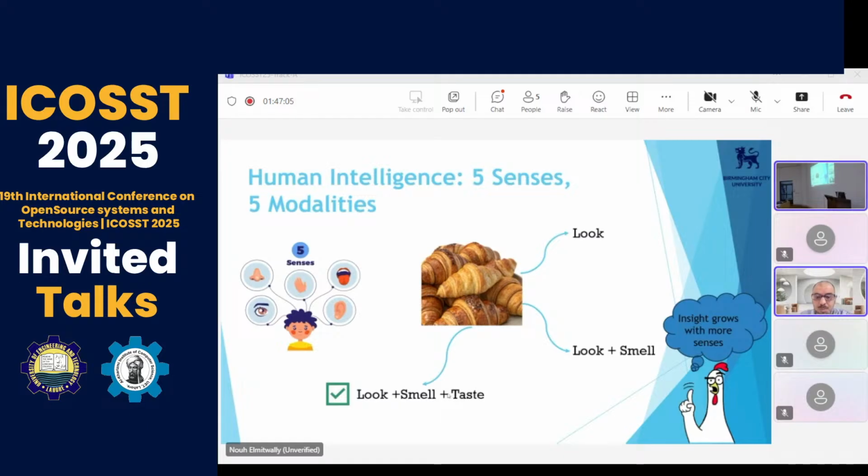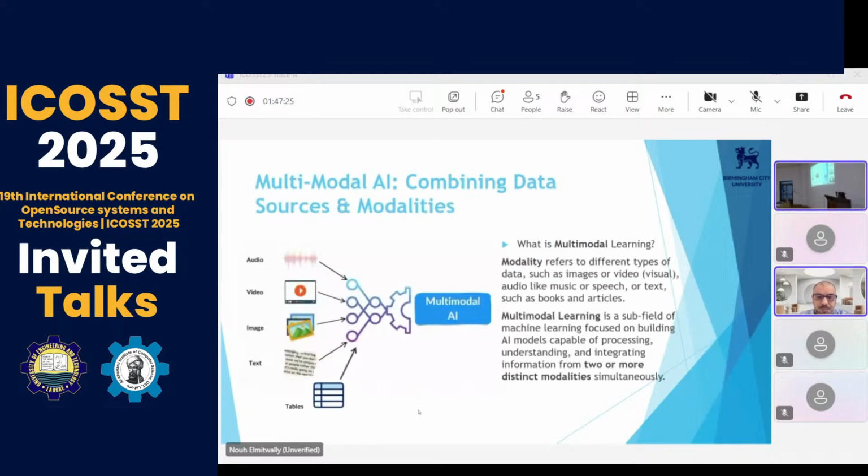But if we also smell it, you can say it has a buttery aroma. Your insight deepens significantly. And if you could taste it as well, that's where the real understanding, the full picture, comes in. So the more senses we engage, the richer our comprehension becomes.